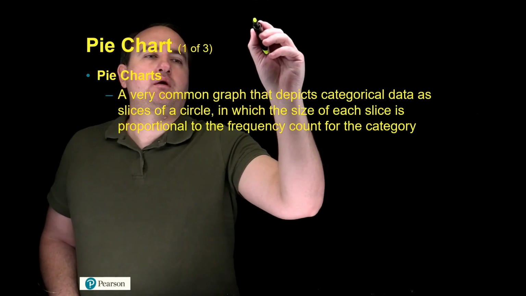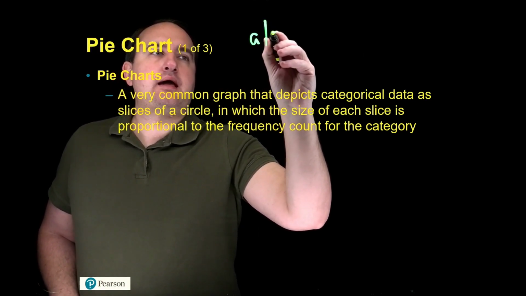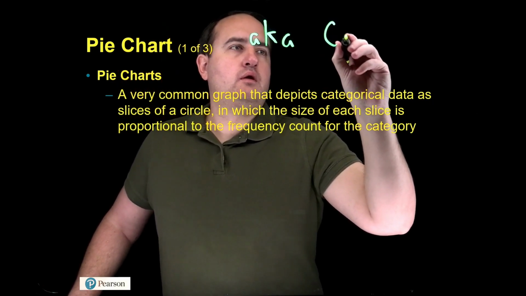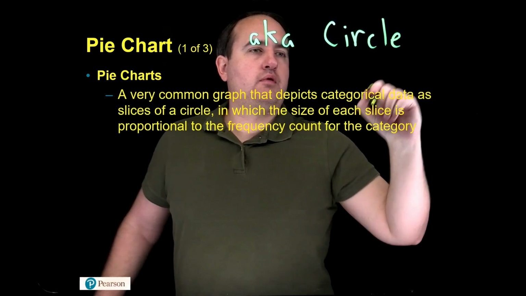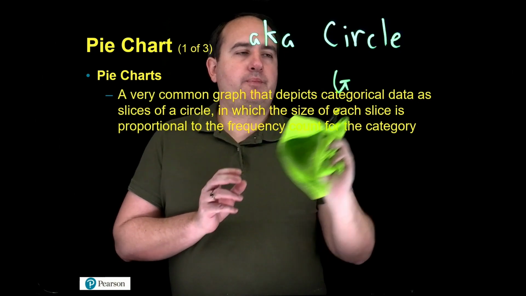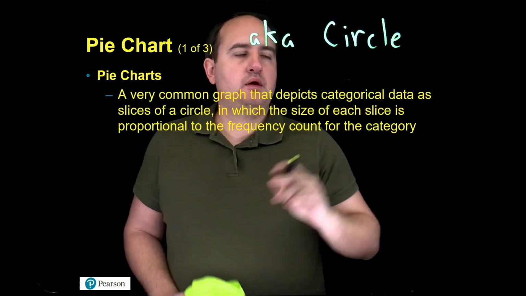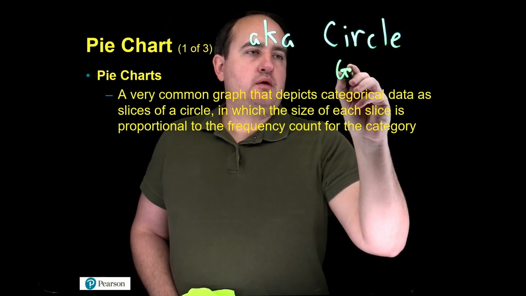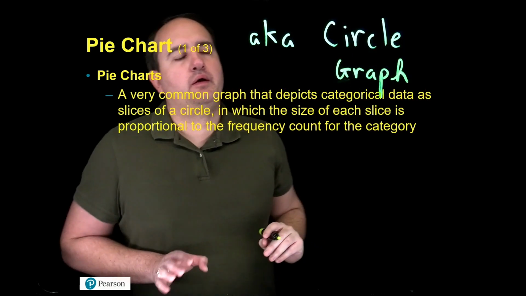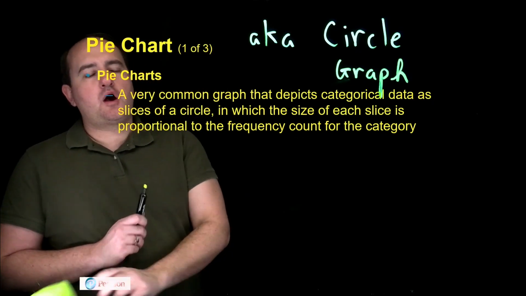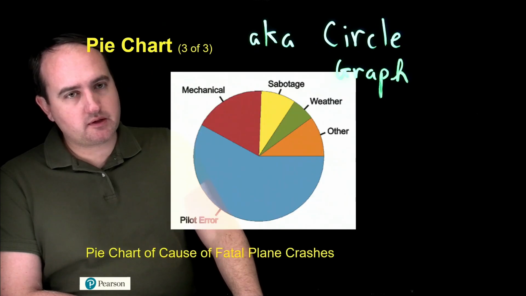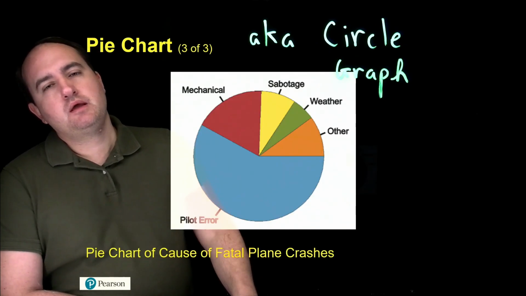Okay, so pie chart, also known as a circle graph. I mean, there are lots of different names for them, but circle graph is the only one that's popping into my mind right now. Our book calls them pie charts. Anyway, a picture's worth 1,000 words, so let's take a look at a pie chart.